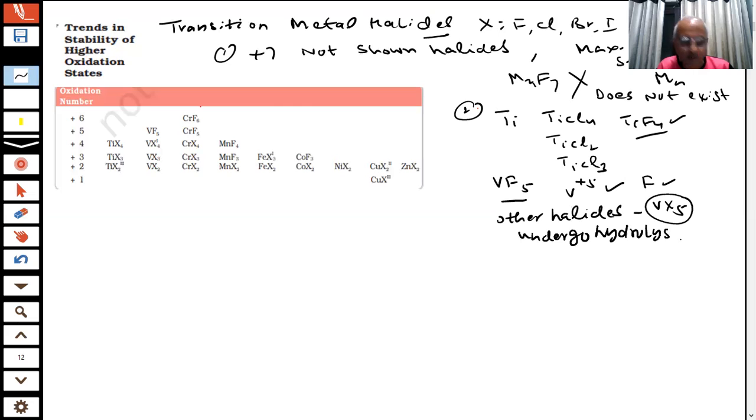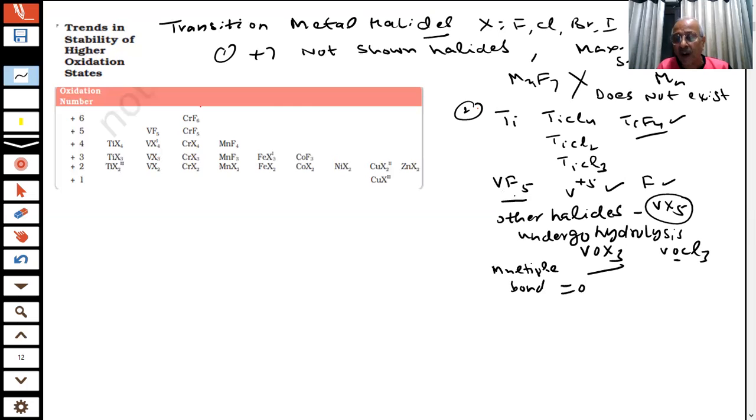And what will they form? On hydrolysis, they will form something like VOX3, for example VOCl3. What is the interesting thing here? Oxygen has replaced two halogens because oxygen can form multiple bonds. Oxygen forms a double bond, so it will replace two halogens, because they are not becoming stable. The size is becoming large. The size of fluorine is small.